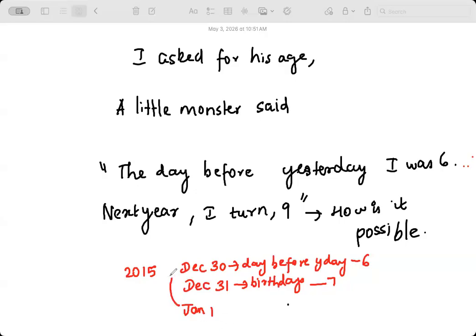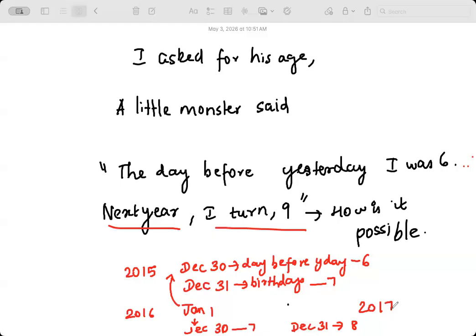So he said, the day before yesterday I was 6. And this is 2016. On December 30th, he will still be 7. December 31st of 2016, he'll turn 8, right? However, next year he turns 9. Yes, in 2017, on December 31st, he turns 9.